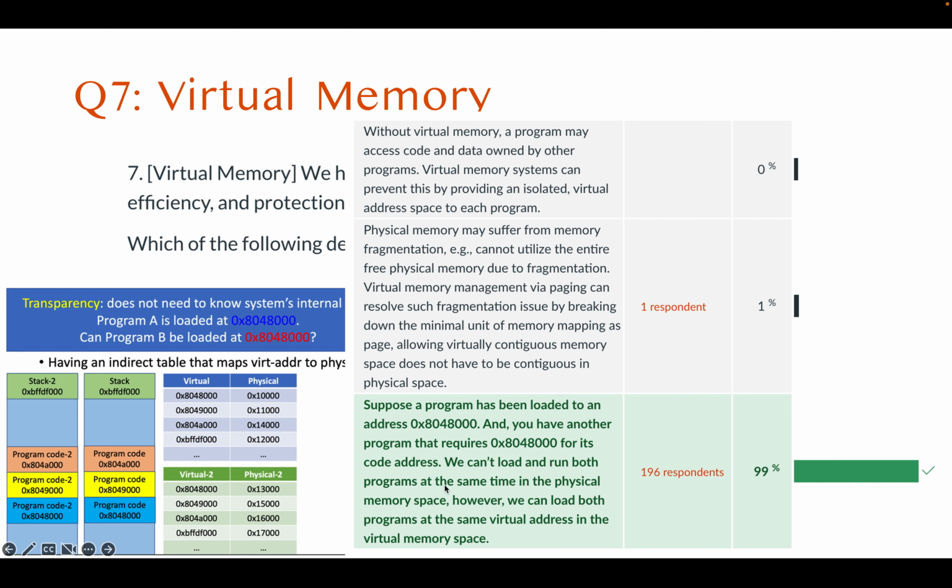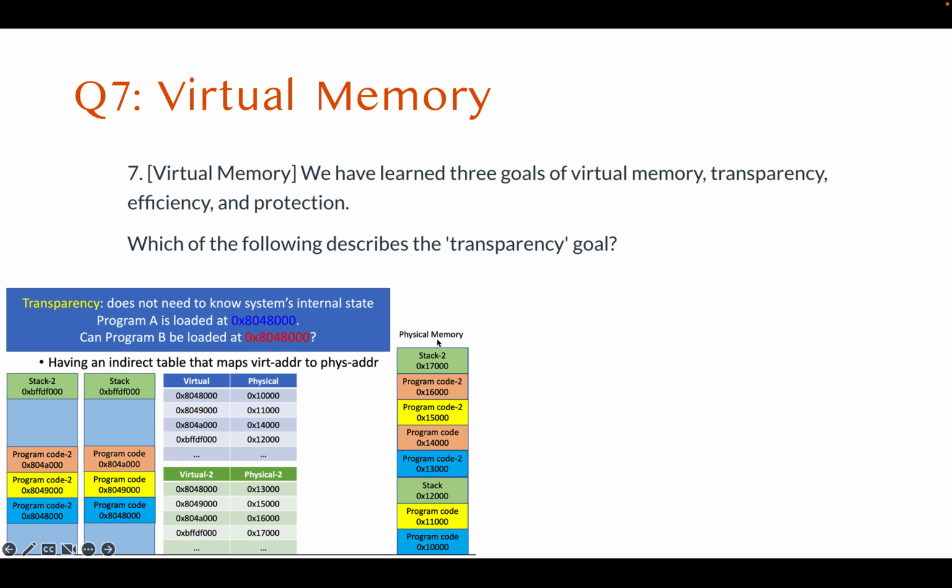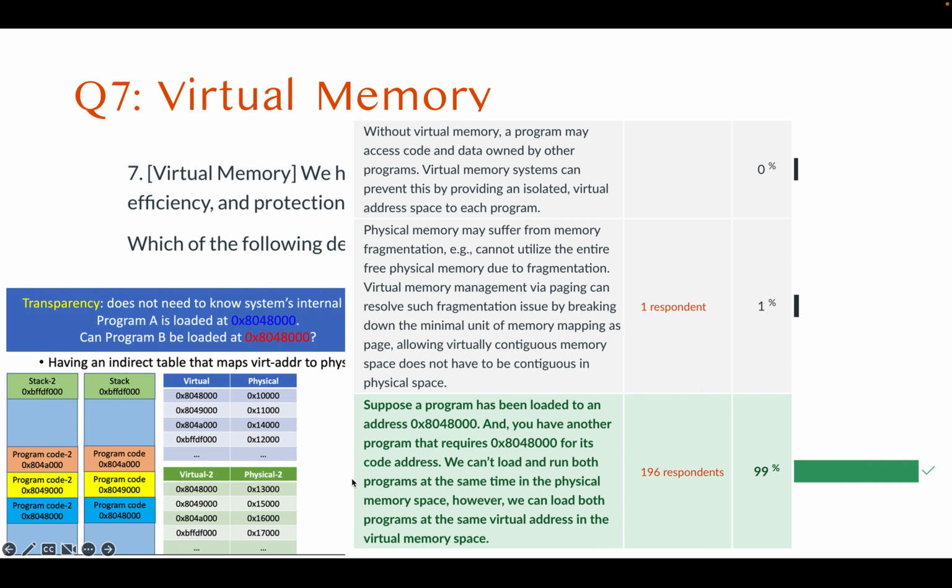So all the students except one student responded correctly. And that is about, suppose a program has been loaded to an address 80480000, and then you have another program that requires the same address. Then we cannot load both of them and run both programs at the same time in the physical memory space because the address is colliding. But we can load both programs at the same virtual address while having totally different physical addresses. And that's the beauty of the virtual memory system for the transparency. So the answer is this one.